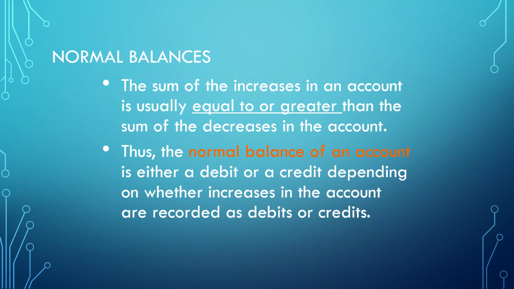So we have here the normal balances. Now we usually have increases and decreases in each account. Normally, the sum of the increases in the account is equal to or greater than the sum of the decreases of each account. Thus, the normal balance of an account is either a debit or credit, depending on whether the increases of the account are recorded on the debits or credits. So basically, the increase side is also the normal side.